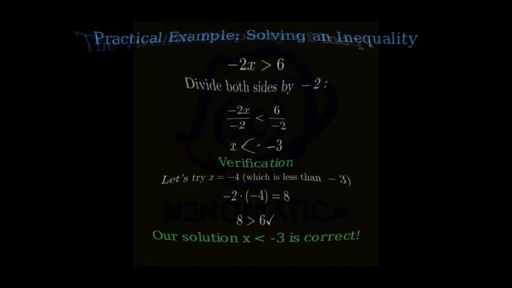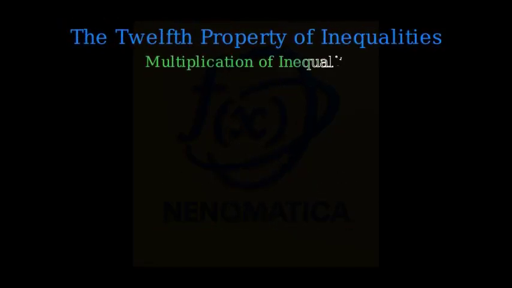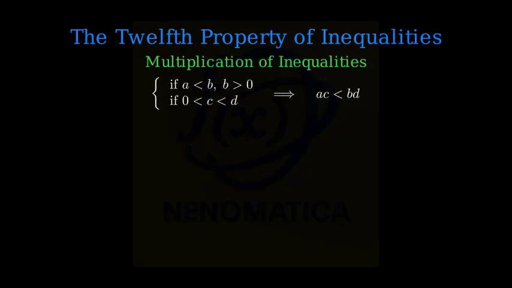Our solution is correct. In this video, we will explore the 12th property of inequalities, which deals with the multiplication of inequalities. This property is particularly useful when we need to combine or manipulate inequalities in algebra and calculus. Let's start with our property. We have the following condition: if a is less than b and b is greater than 0, and if 0 is less than c is less than d, then a times c is less than b times d.